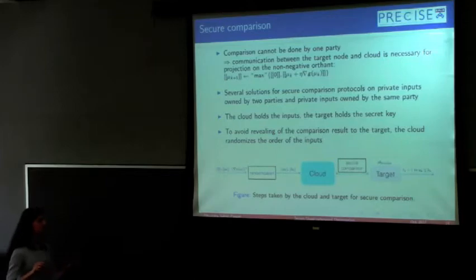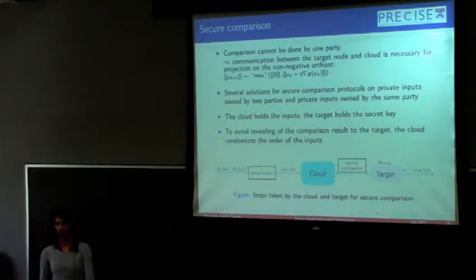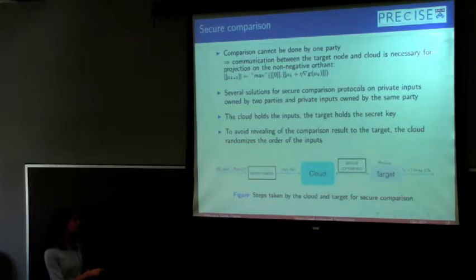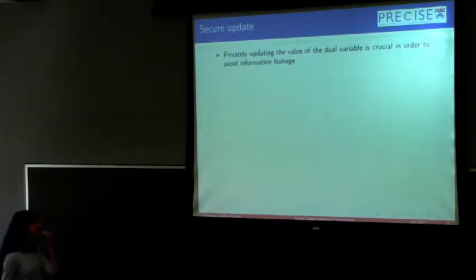So this achieves only one side of our problem, which is that the cloud doesn't know the comparison result, but we also need the target not to know this result. So that's why we have a randomization step before, in which we randomize the order at each step between the 0 and what we computed. This also ensures that the target only knows that one of them is greater, but doesn't know which one.